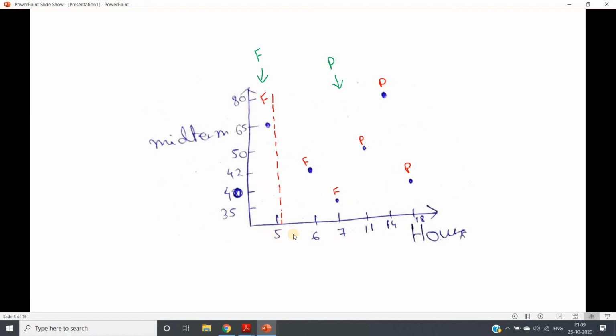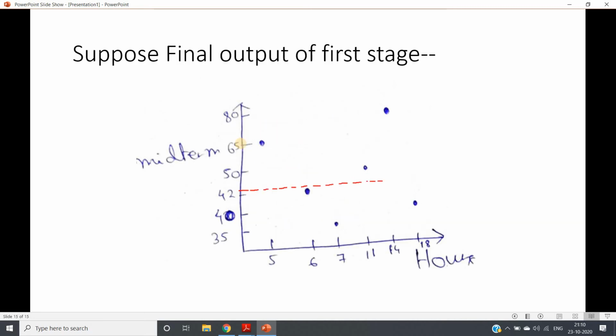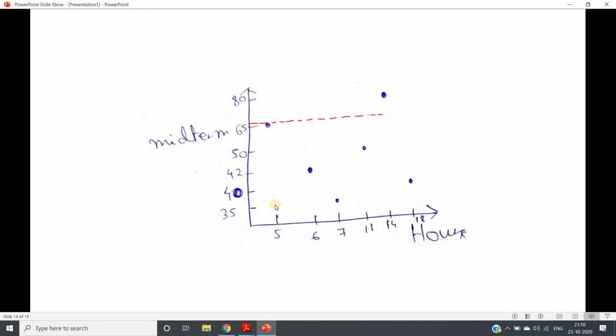Okay, so it will not stop here. It will try to find the misclassification rate or classification error rate for each decision: less than 6, greater than 6, then for 7, then 11, then 14, then 18. And this is only for the hours feature. Then the midterm feature is also remaining. For midterm also it will try all possible cut points. Okay, like this. I hope it is clear.